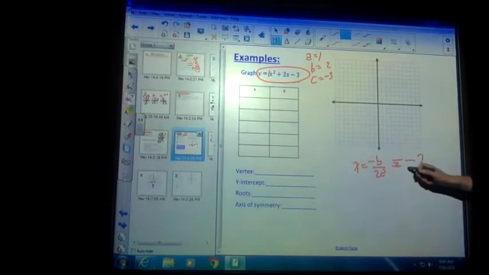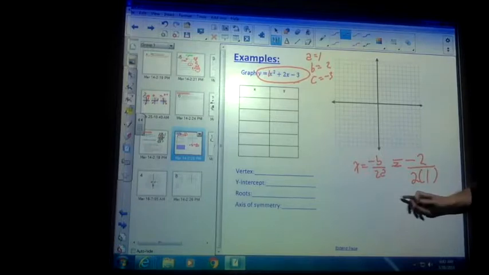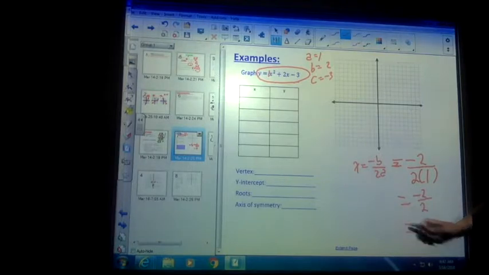2. Negative 2 over 2 times, what's my a value? 1. Okay, do the math. Negative 2 over 2 times 1, that's over 2. So I get x equals negative 1. Where did negative 1 just come from? Yeah, you had 2 over 2. It was negative 2 over 2, so I reduced that.